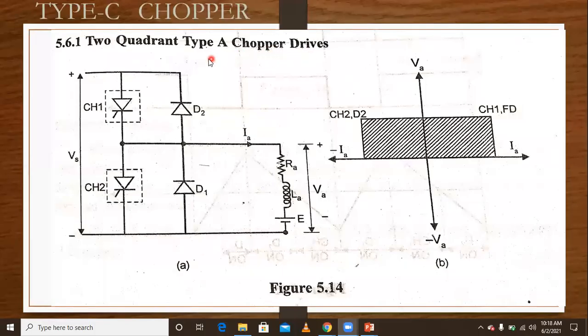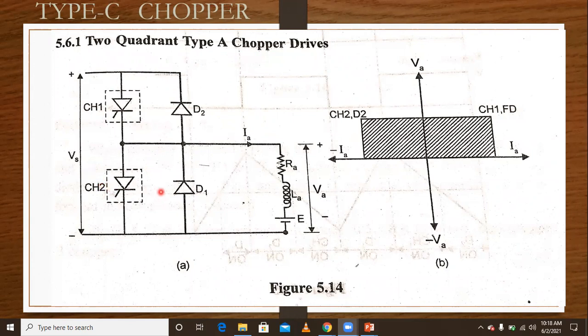Two quadrant type A chopper. This is the circuit diagram for the two quadrant type A chopper. Two choppers are used, chopper 1 and chopper 2, and two diodes, D1 and D2. This type of chopper drive provides forward motoring mode.